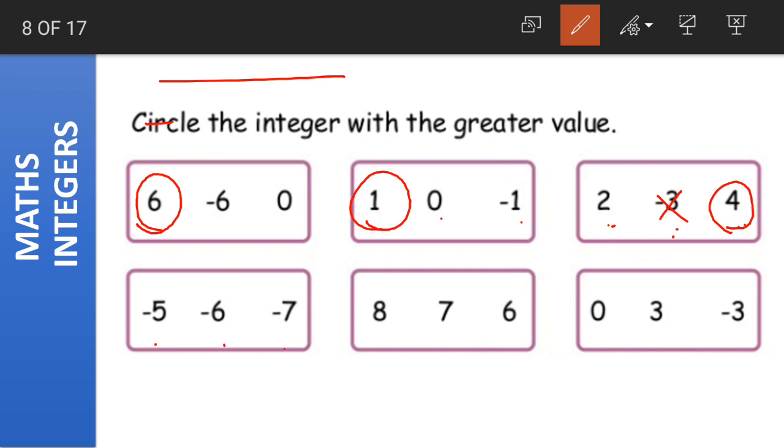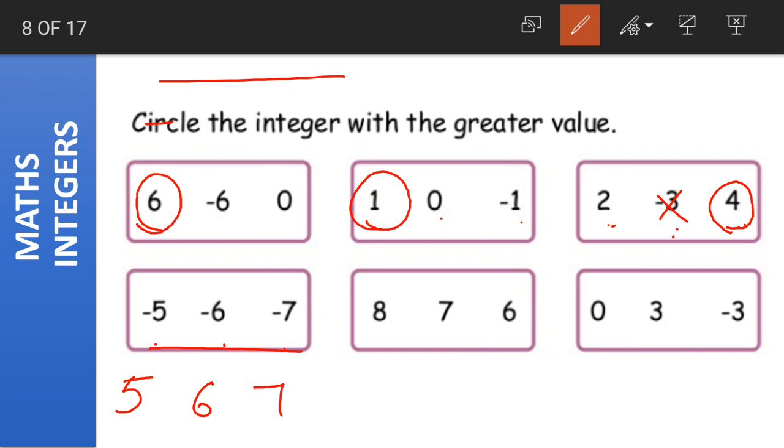-5, -6 and -7. Here, all the three integers are having negative signs. Now what do we do? We compare their absolute values, which are nothing but 5, 6 and 7. And what is the rule? What was the rule for integers?